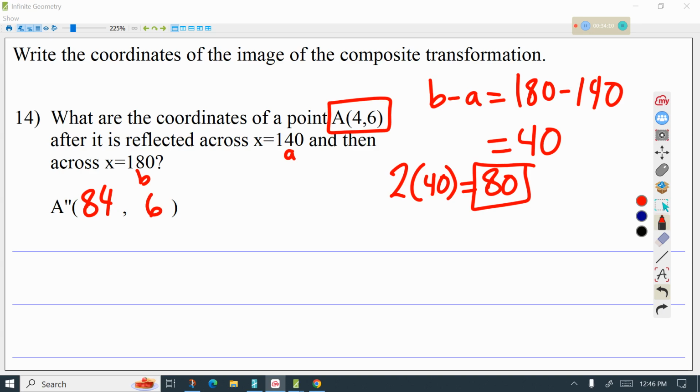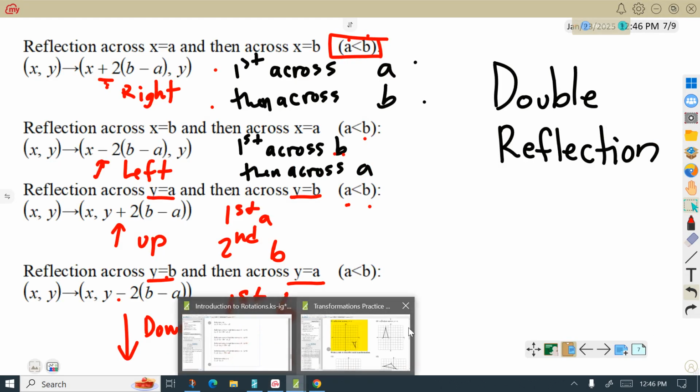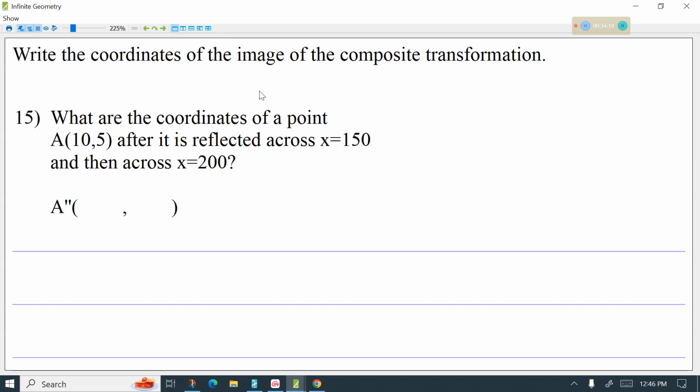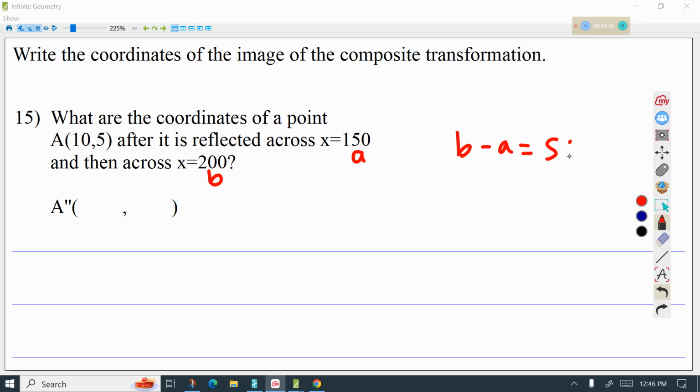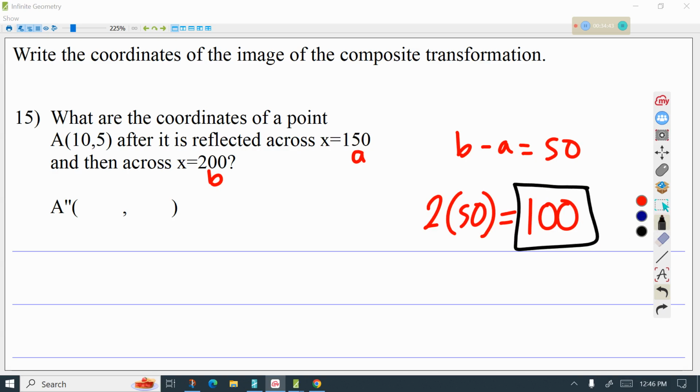So I hope you guys see, we don't really need to draw a picture once you understand how to do these problems. Let's take a look at 15, so that we touch all of these ones. So 15 tells us again to start with the smaller one. So this is our A, and that's our B, okay? So how far apart are those? They're 50, right? B minus A is equal to 50. But 2 times 50 is 100. What do I have to add 100 to? Well, remember, we're adding this to the x-coordinate of our point. And my x-coordinate here is 10, right? So that means I have 110, and the y-coordinate does not change, okay?